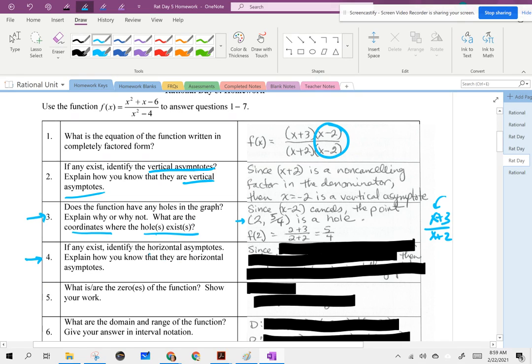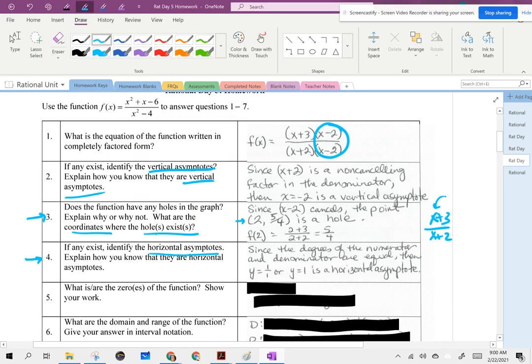All right, so we are identifying horizontal asymptotes. Remember, the technique for identifying horizontal asymptotes has you look at the degree. So let's take a look. It says, since the degrees of the numerator and denominator are equal, then 1 over 1, right, the leading coefficient of the numerator divided by the leading coefficient of the denominator, y equals 1, is a horizontal asymptote. Okay, so what are the zeros of the function?